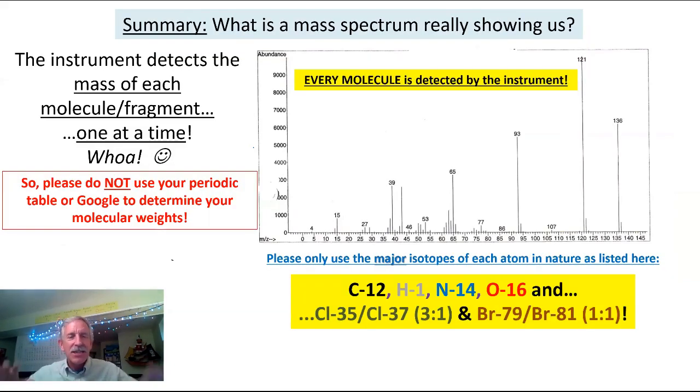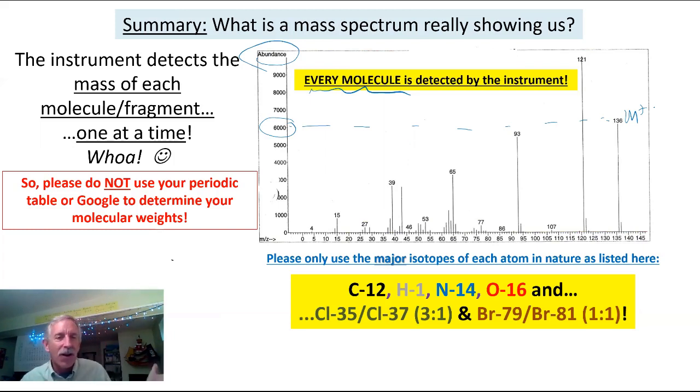Having fun yet? In summary, the most important thing you can remember about mass spectroscopy is that when you stick your sample into this instrument, it is measuring the mass of every molecule. And that means it's a very sensitive instrument. Notice this is the abundance on this mass spec. And therefore, what it's really showing you here is that there are about 6,000 molecules that remained intact and gave you a molecular weight of 136.